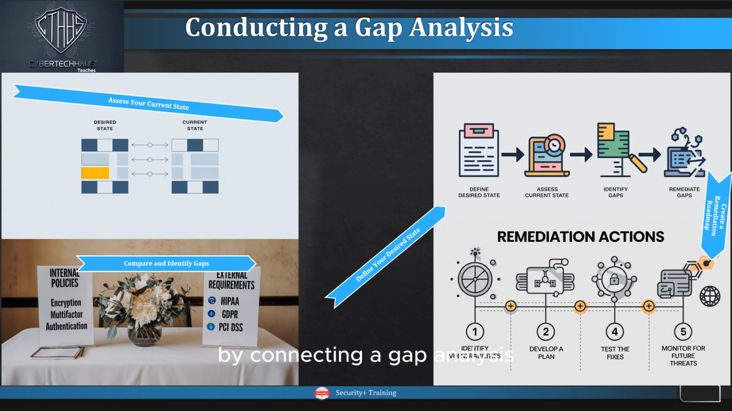By conducting a gap analysis, you can systematically address missing controls and keep your security program aligned with both internal goals and external regulations.